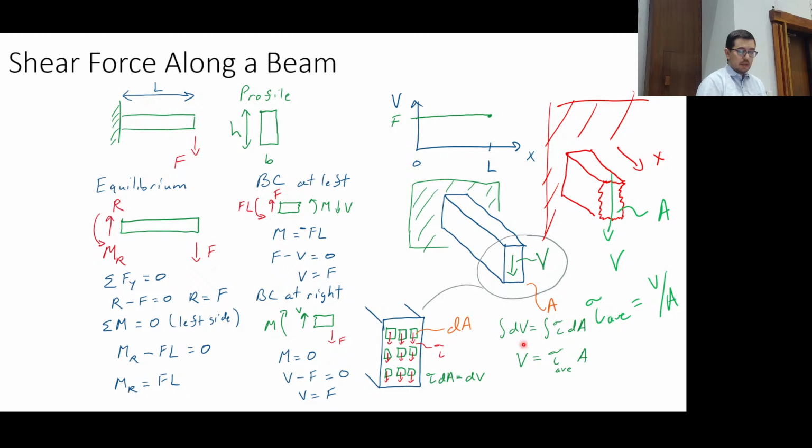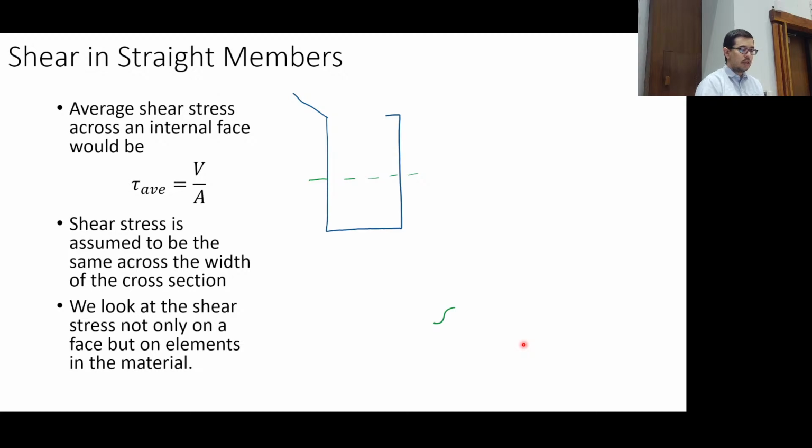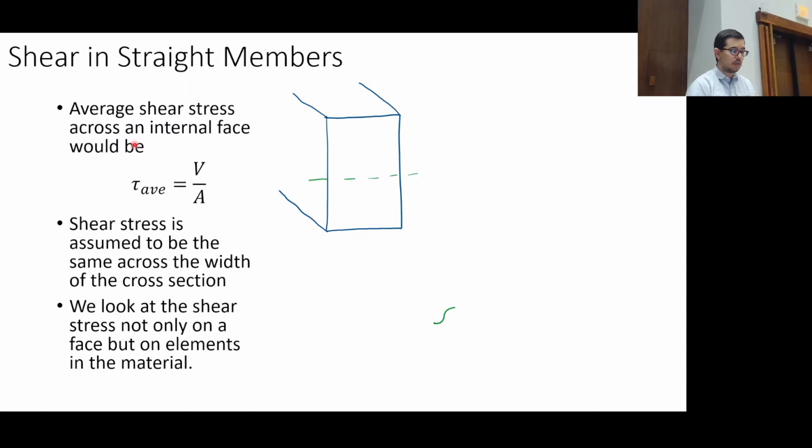Now, if we have a straight member, we can write that tau average is equal to V over A. We're going to assume that the shear stress is the same across the width. And that doesn't mean it's the same across the height. We said that already. It's going to be higher at the neutral axis, and we'll get into that derivation in a little bit. But we're going to be assuming that it's the same across the width.